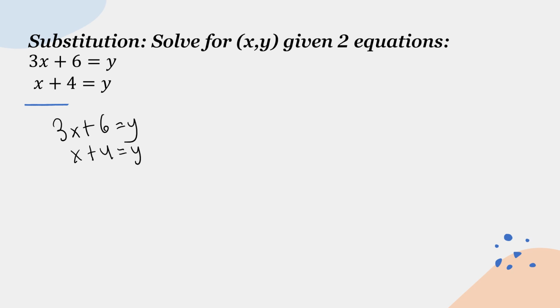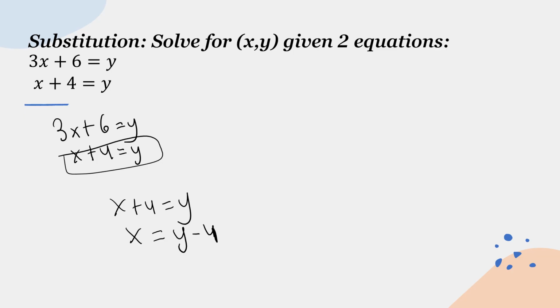So substitution's first step is you want to isolate x in one of these two equations. So let's do this one. x plus 4 is equal to y. So you want to isolate the x. So x is equal to y minus 4. So notice that x is over here and x is over here. So you can substitute the x over here for y minus 4.